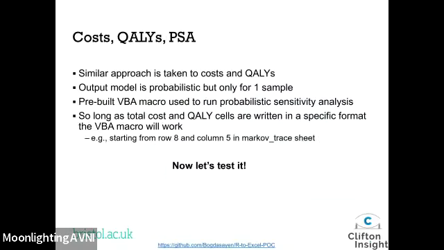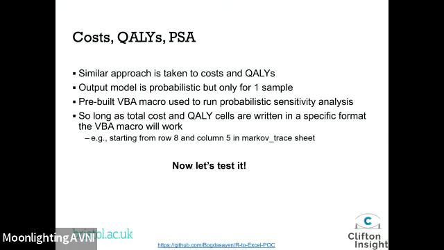A similar approach is taken to costs and QALYs. The output model is probabilistic, but it's only for one sample. So you see that there's a norm inverse or a beta inverse, gamma, all those things, so you get one run of the PSA. We then append a VBA macro, which is pre-built because R can't export VBA code just yet. Once you use this pre-built VBA macro, it can run the full PSA. As long as the total costs and quality cells are written in a specific format, exported into a certain cell in a certain sheet, the VBA macro will recognize it, and then run the PSA.